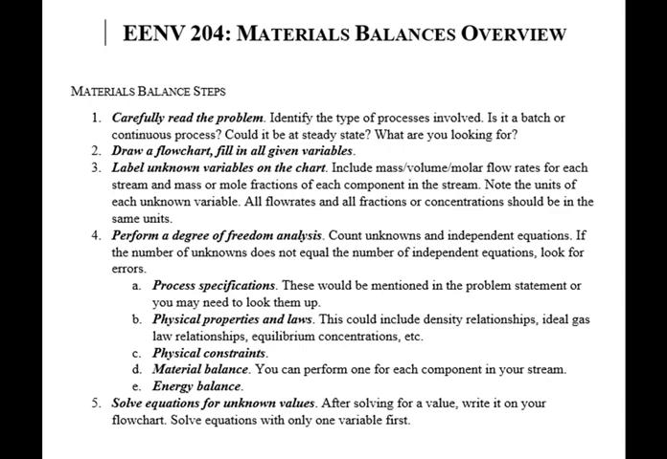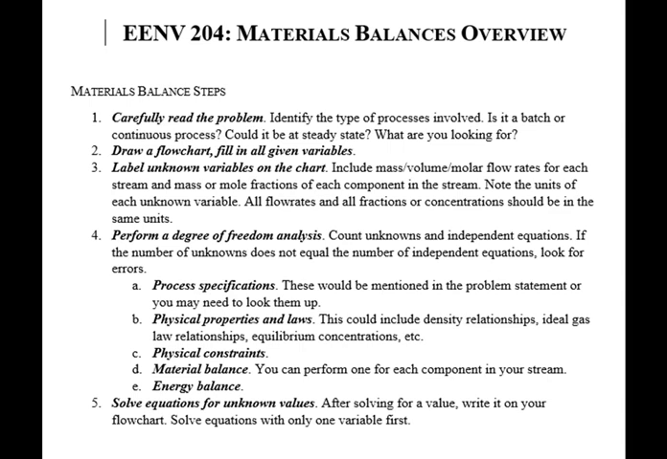Then after you know the number of unknowns, you need to make sure you find the right number of equations. So for every unknown, you need an independent equation. You can get these equations from process specifications. These might be describing the properties of your system. Maybe you need to meet certain standards. Maybe you have process specifications on the reactors in your systems. You can also look at physical properties and laws, maybe something that has to do with density, ideal gas law relationships, equilibrium constants, etc.